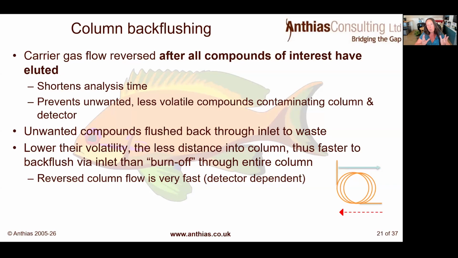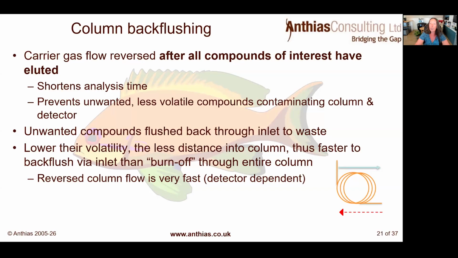So they don't go through, and those higher molecular weight compounds aren't going to damage the rest of the column or dirty your detector as well. If you imagine the lower the volatility of those analytes, the less distance they will have traveled into the column when you're separating and detecting your analytes. Therefore, it's much faster to back flush via the inlet than it is to burn it off through the entire column. And reverse column flow can be very, very fast, and it's detector dependent.